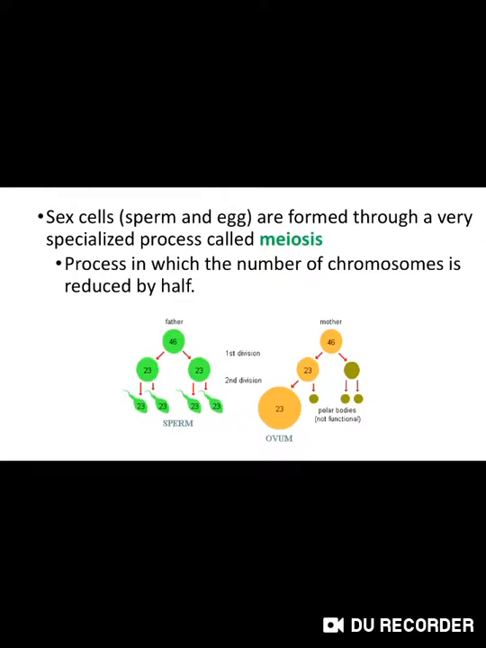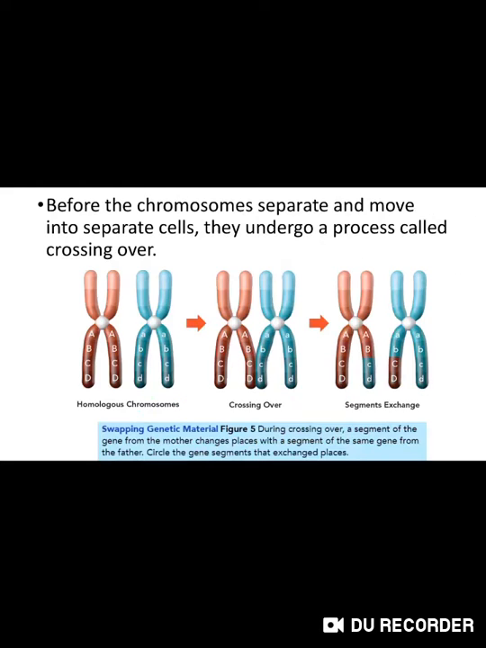Sex cells are formed through a very specialized process called meiosis. This is a process in which the number of chromosomes is reduced by half. Before the chromosomes separate and move into separate cells, they undergo a process called crossing over. So in figure 5 from your book, you are going to see this image in which, during crossing over, a segment of the gene from the mother changes places with the segment of the same gene from the father. In your book, please circle the gene segments that exchange places.